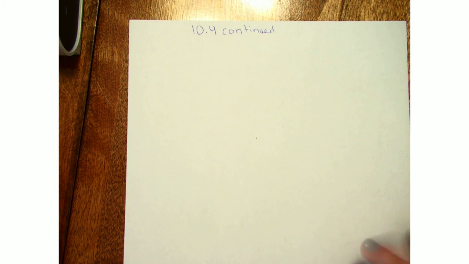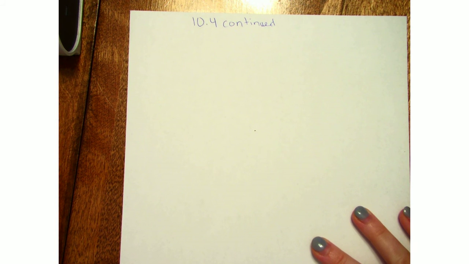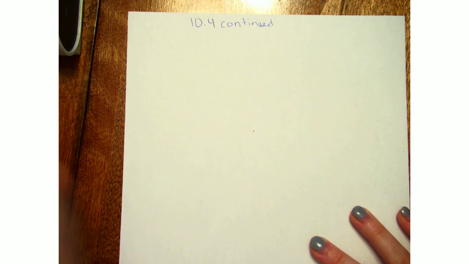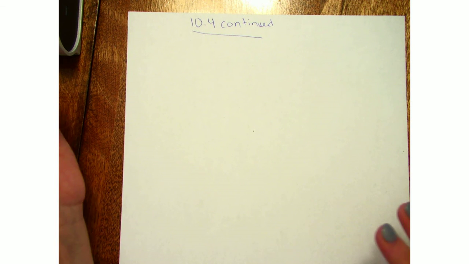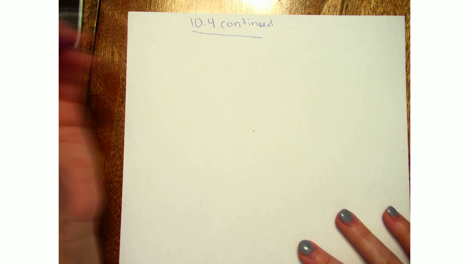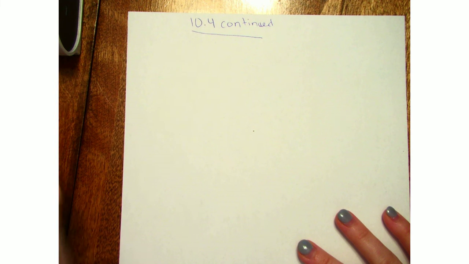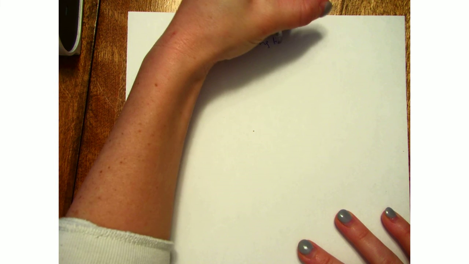Hi all. So we are going to continue with 10.4 today. Yesterday we looked at the zero property where we solved for our x-intercepts. Today we're going to be using that same concept with our graphing. So today we're going to be graphing using factored form.